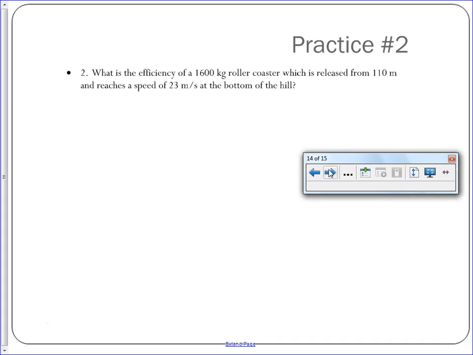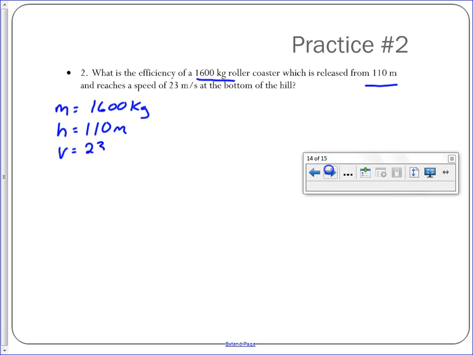It's good practice. What is the efficiency of a 1,600 kilogram roller coaster which is released from 110 meters and reaches a speed of 23 meters per second at the bottom of the hill? So let's look at what's important here. We have a mass of 1,600 kilograms, a height of 110 meters, and a speed of 23 meters per second. And we know it's a roller coaster.